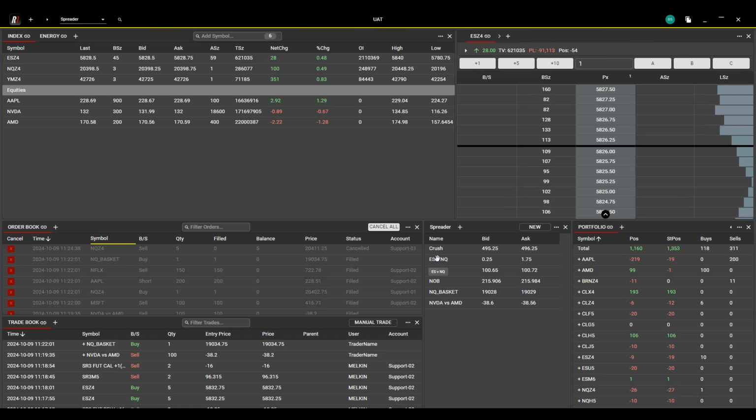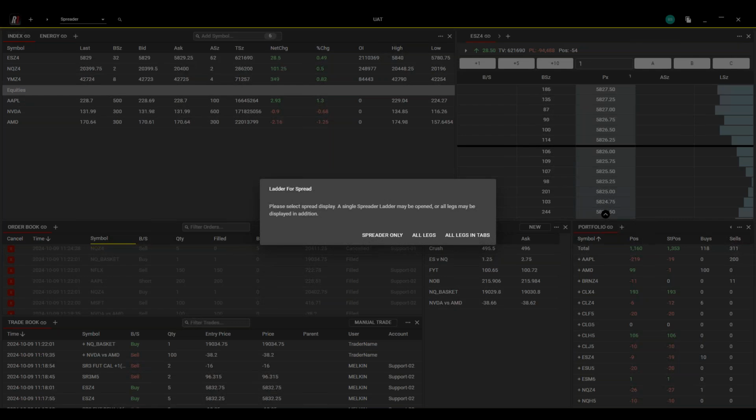So now that I've got my ES versus NQ spread defined, I can drag that spread directly from my spreader window to create a new ladder. When I do, I'm going to drop it right here. We see that we're presented with a couple of options here about how to display our spread. Because this is a singular instrument, you can display a ladder for just the spreader instrument, or you can display a ladder for the spreader instrument plus each leg. This will open a separate ladder for each leg plus the spread body.